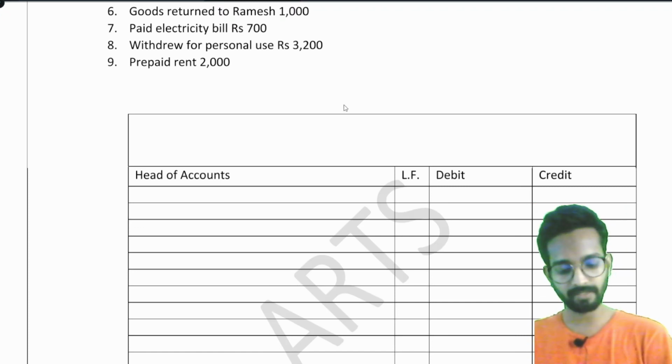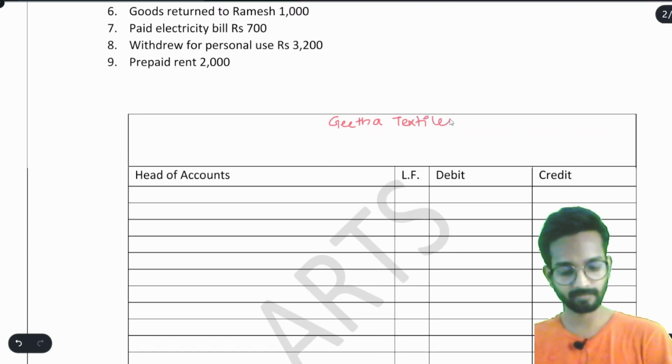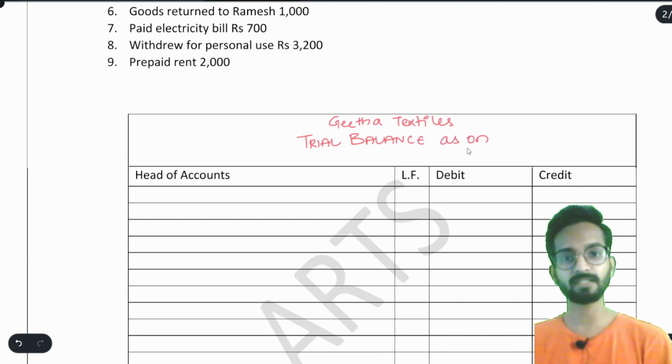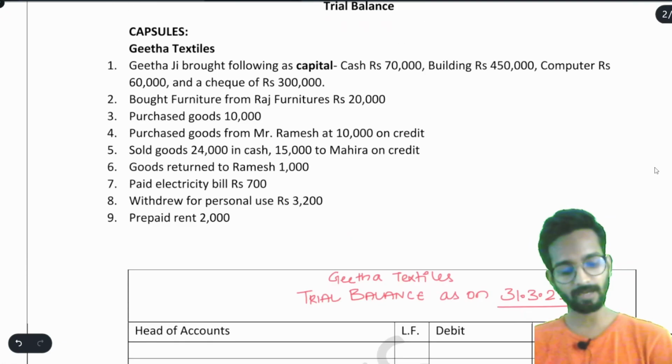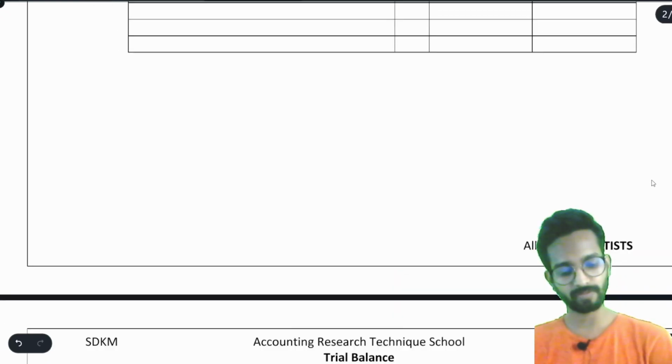Now first we will write here Geeta Textile, trial balance as on. Remember, trial balance is prepared as on a particular date. So suppose we are just assuming it is 31st March 23. Okay. Now we will prepare the trial balance after preparing the ledger accounts. So where are our ledger accounts?